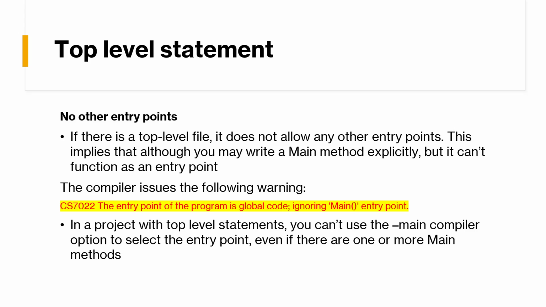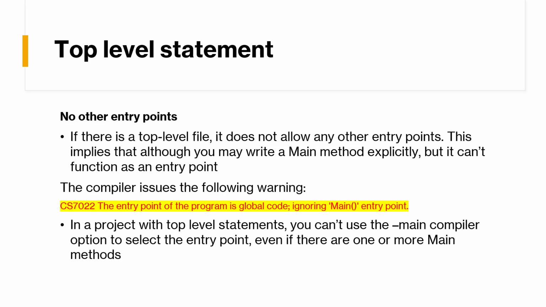In a project with top level statements, you can't use the main compiler option in the command prompt to select the entry point, even if there are one or more Main methods. If there are more Main methods, it still does not allow you to select any other class file's Main method if you are using the top level statement. You can right click and open the properties of that project, but you will still not get any other Main method available to be set as the entry point.